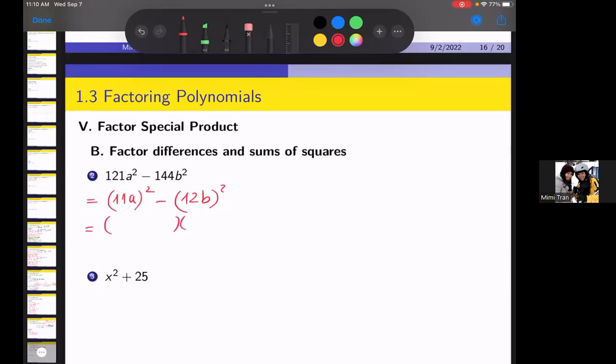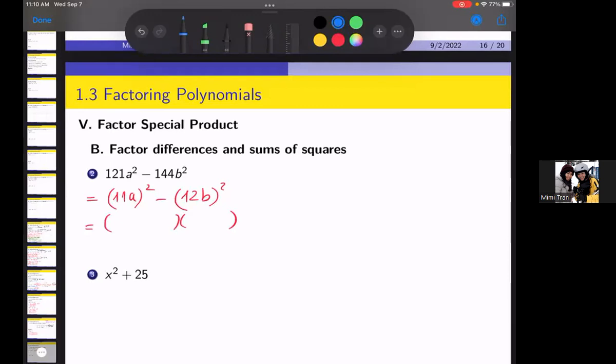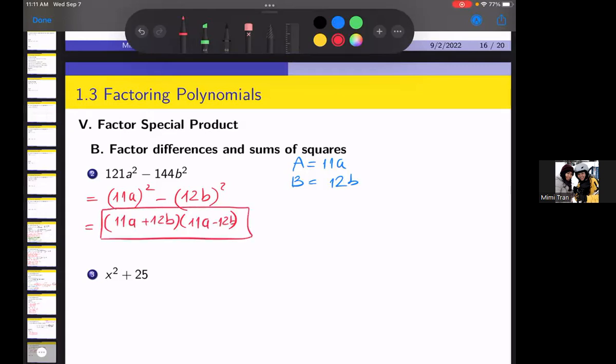So if you're new to this, I would do this. This is a difference of two squares. Do you agree? A squared minus b squared. So I'm gonna ask myself, what is my A and what is my B? My A is 11a. My B is 12b. And all you have to do, A plus B, A minus B, right? So A plus B, 11a plus 12b. And then A minus B will be 11a minus 12b. You done? All you do is just apply the rule.